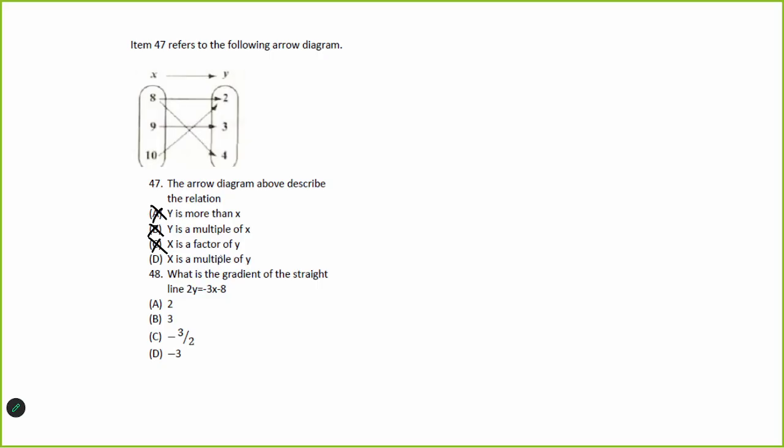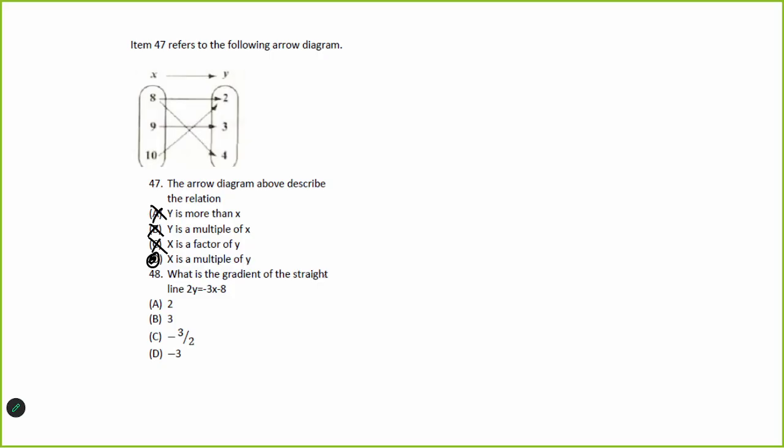X is a multiple of y. Yes, because if I take y and multiply it by 2, by 4, I'm going to get 8. 3 by 3, I'm getting 9. 4 by 2, I'm getting 8. 2 by 5, I'm getting 10. So the answer is D. X is a multiple of y.